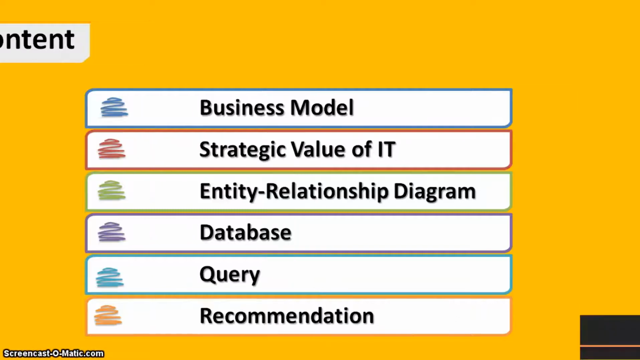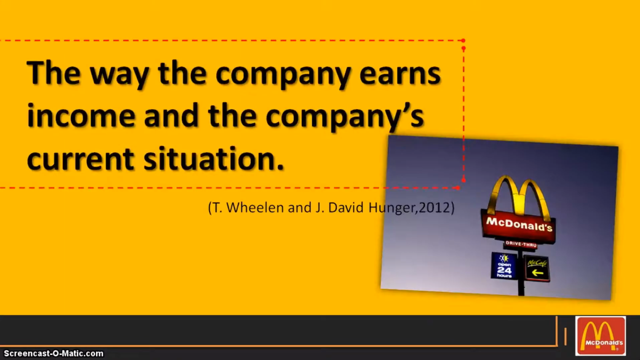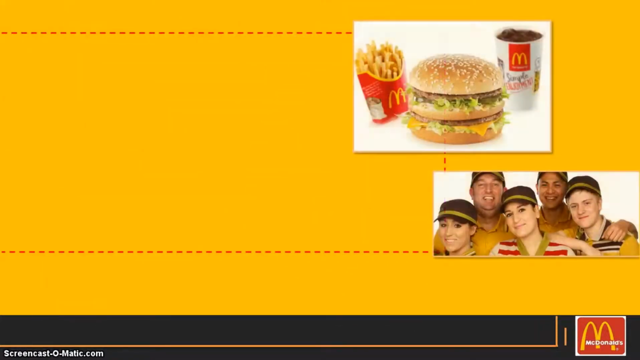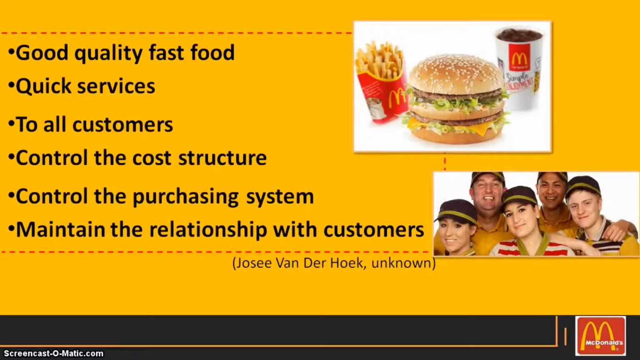Moving to the first part, business model. The business model is the way the company earns income and the company's current situation. So, what is included in the business model of McDonald's? The company offers good quality fast food and quick services to different segments of customers, earns revenue from controlling the cost structure and purchasing system, and maintains the relationship with regular customers.